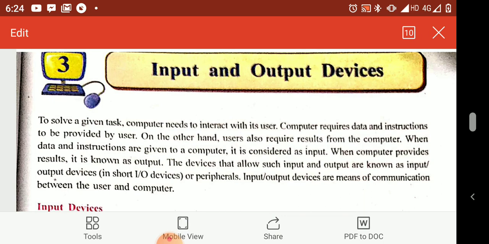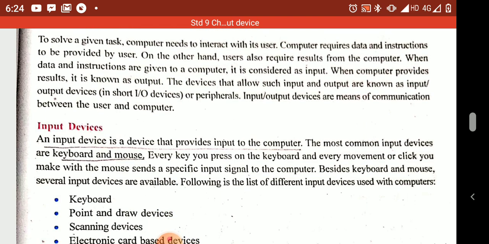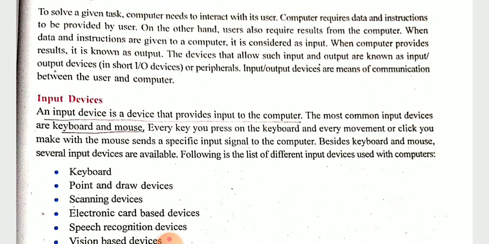In this chapter, I will explain input devices and different output devices. First, input devices. An input device is a device that provides input to the computer. It means with the use of an input device we can enter the data into the computer. Input devices allow us to send information to the computer.